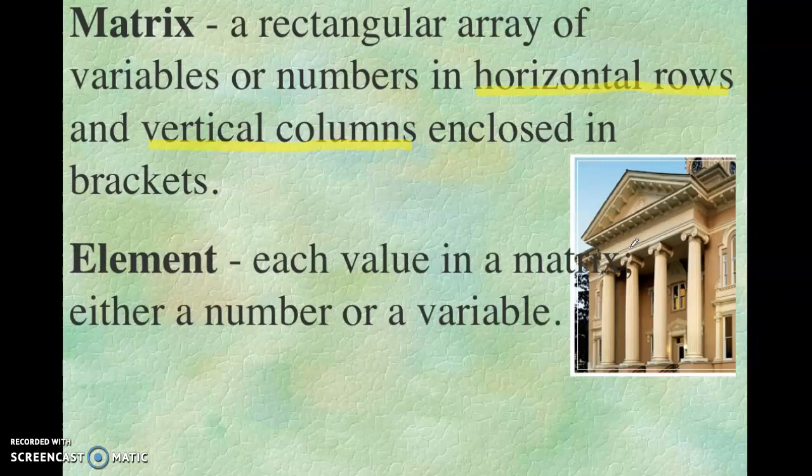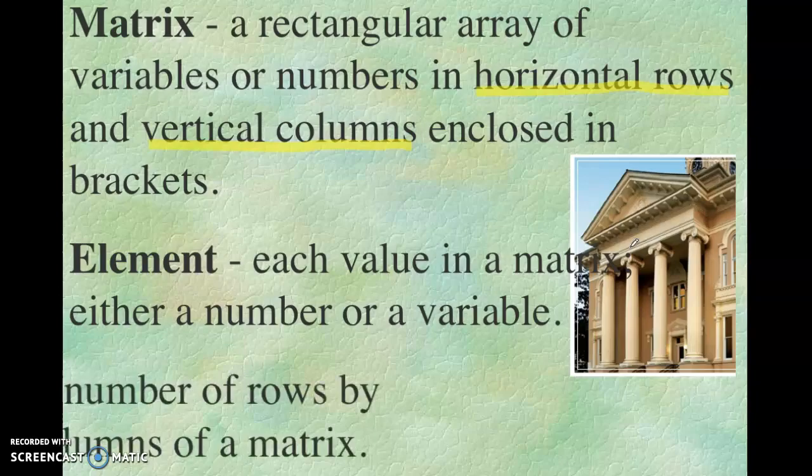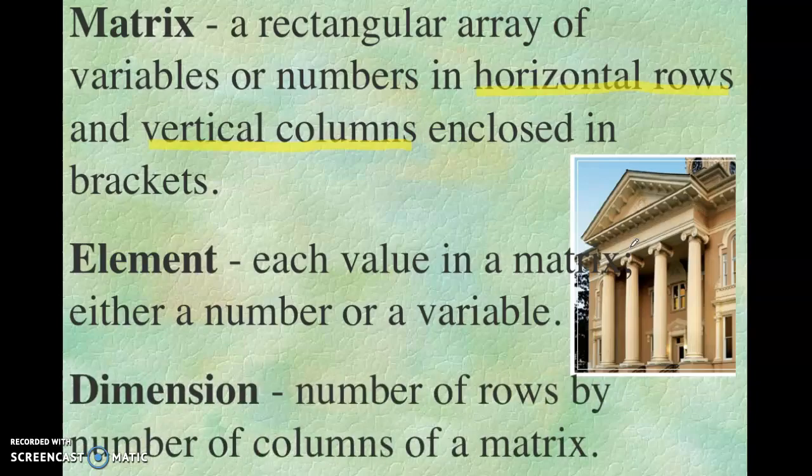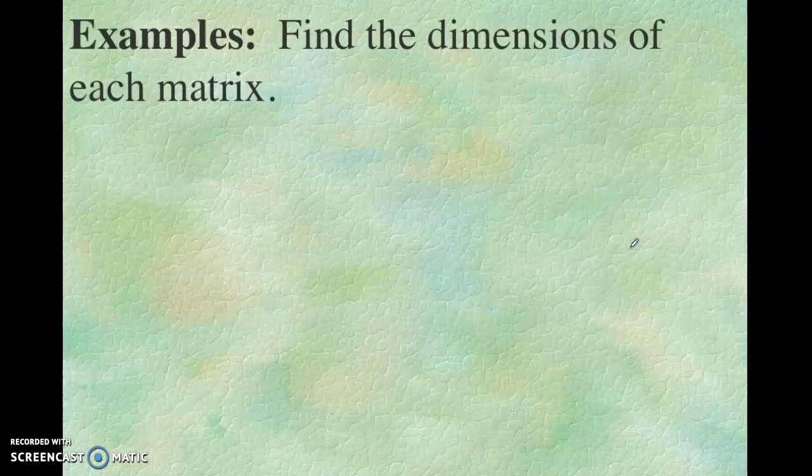A matrix is made up of elements, and each number or variable in a matrix is an element. We can also figure out the number of elements if we know the dimensions. We can just multiply them together. So for example, if we have a 2 by 3 matrix, then 2 times 3 is 6. It should have 6 elements. Let's take a look at some examples of those.